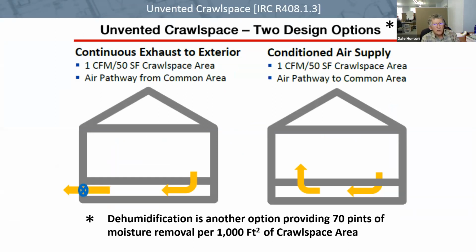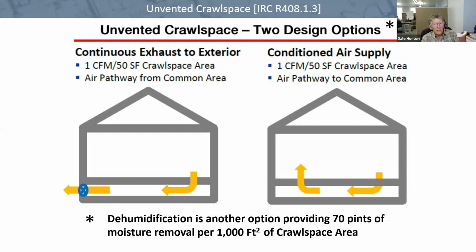The IRC also describes how you treat unvented crawl spaces, and you can do it 2 ways. You can have an unvented crawl space that has continuous exhaust from the exterior, where you have an air pathway from the living space to the crawl space, and you have a continuously operating fan that meets the capacity requirement of 1 CFM per 50 square feet of crawl space area.